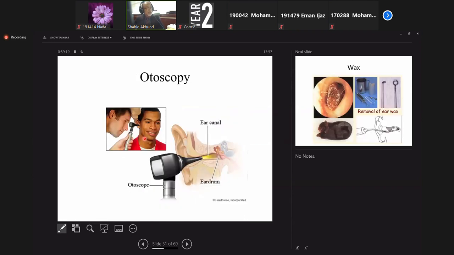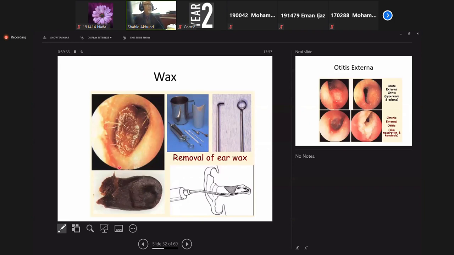Otoscopy, you will learn, or you must have learned, in much detail. Why are we pulling the ear to examine the ear? To open the canal, because remember we talked about the S-shaped course of the canal. So just make it straight so we can see through. You can see what is sitting inside.